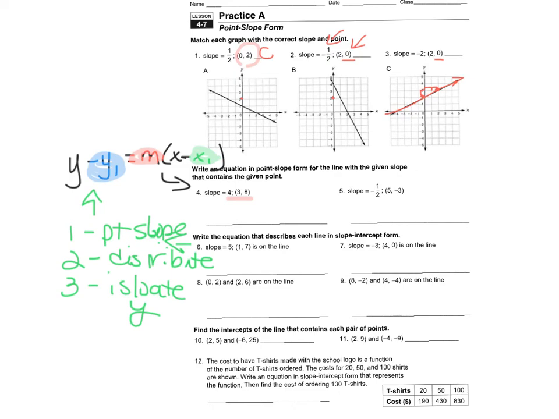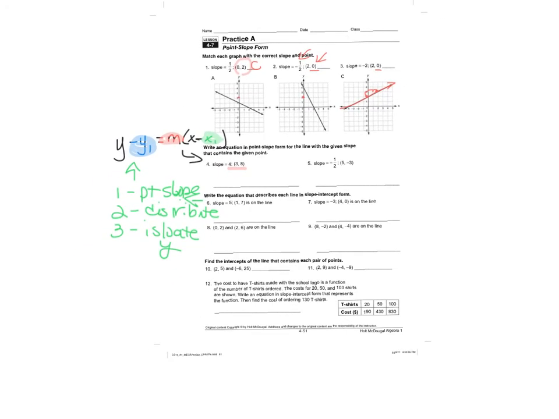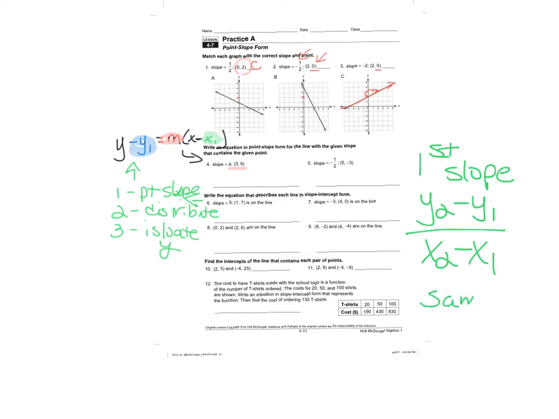Now, for 8 and 9, the first step is to do the slope formula: y2 minus y1 over x2 minus x1. That's the first step for 8 and 9. After you find the slope, then you follow the same steps as for 6 and 7. So same steps you did in 6 and 7, but do the slope first. So this is for 8 and 9.